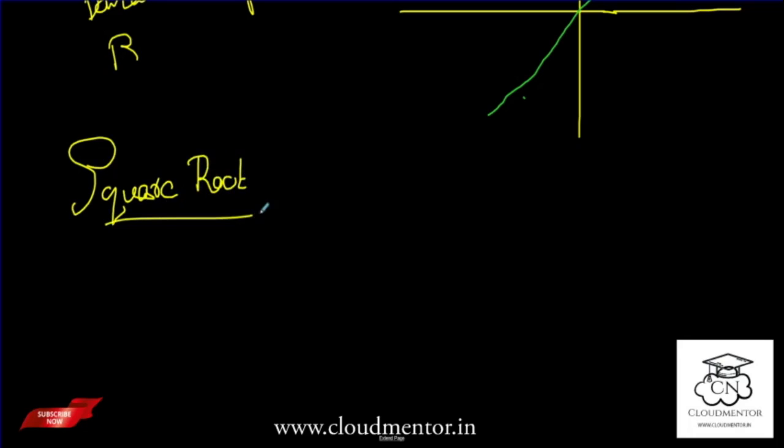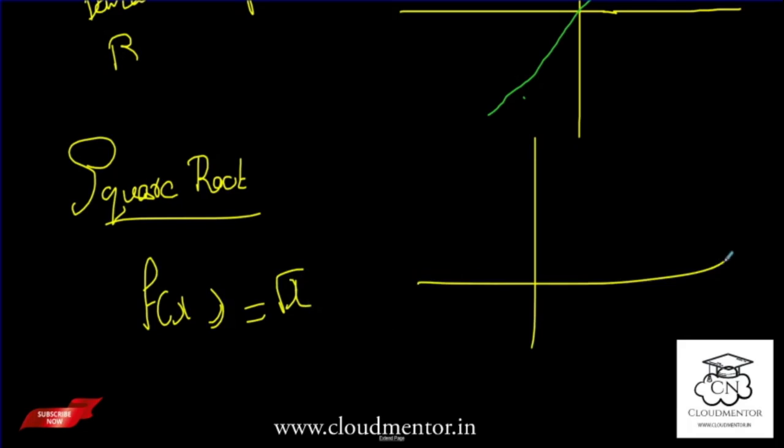Square root function. The function that associates every positive real number x to plus root of x is called the square root function. It's a function that associates every positive real number x to its root, that is root of x. That is, f of x equals root of x. This is the square root function, and the graph will look like this.